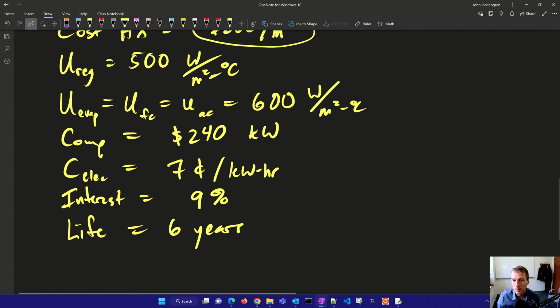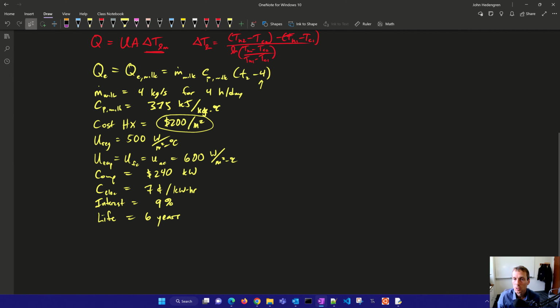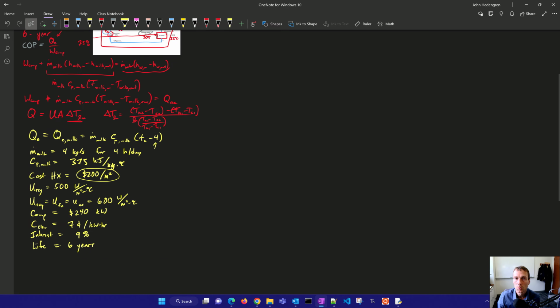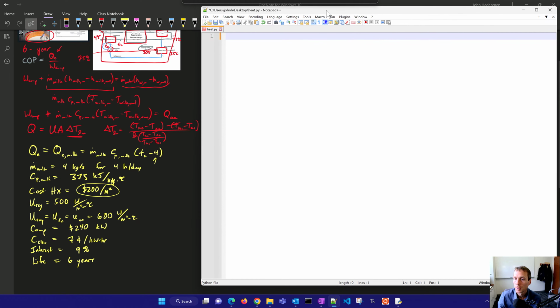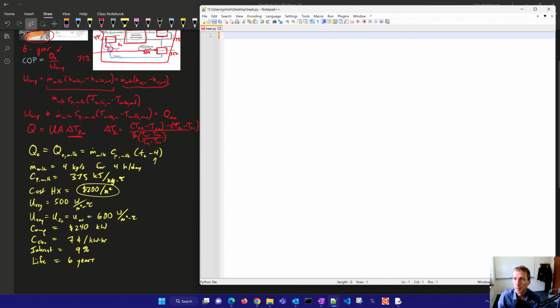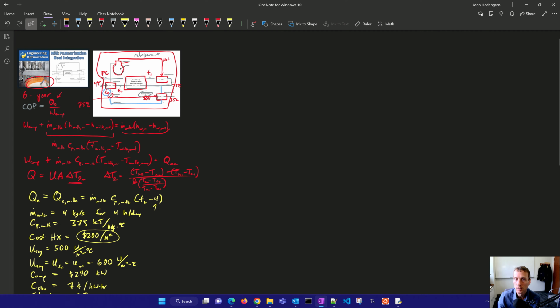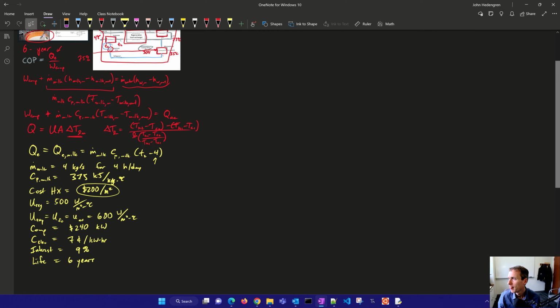So let's go ahead and optimize this. I'm going to make this kind of small on the equations, just so we can see all of them here as we go through and build this. Now we're going to do this in Python. We're going to optimize it. The very first thing we'll need is Gekko for this heat integration problem. Let me move this up just a little bit more so we can see the diagram as well.